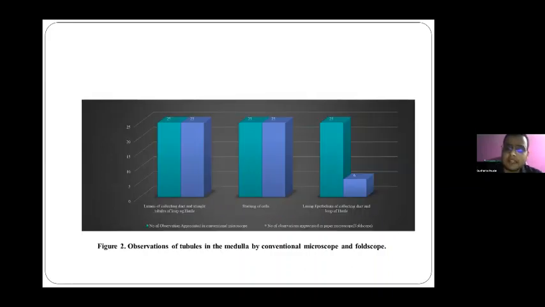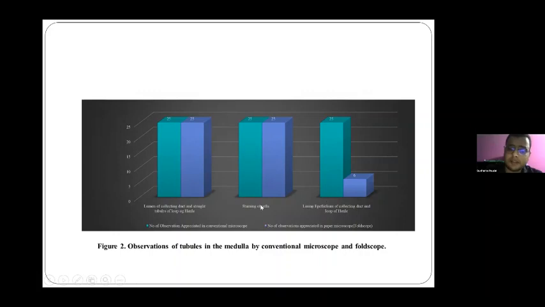The previous slide was that of the proximal convoluted tubule, and now talking about the medulla, the lining epithelium and the lumina of the collecting duct and the straight tubules of the loop of Henle. In all 25 observations, the loop of Henle's lining epithelium and the collecting duct epithelium were able to be identified, and the staining of the cells was also able to be differentiated.